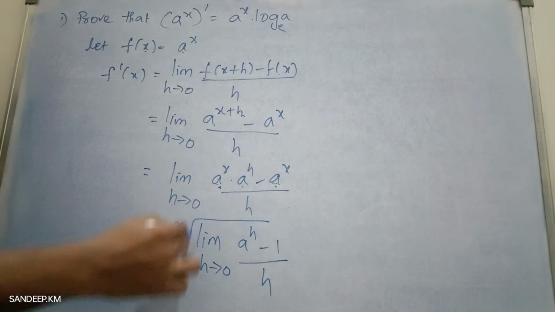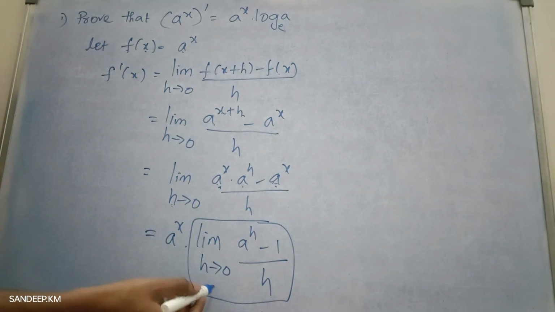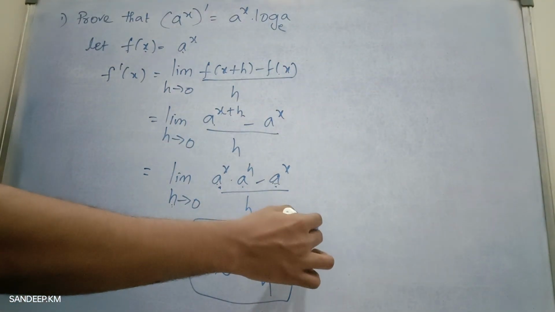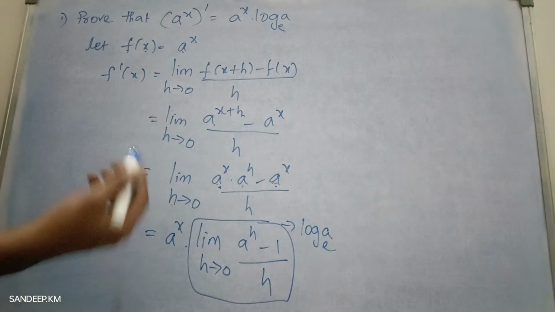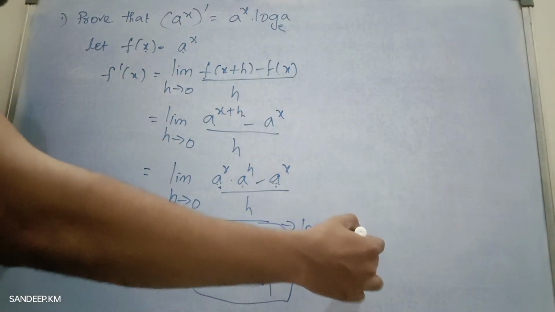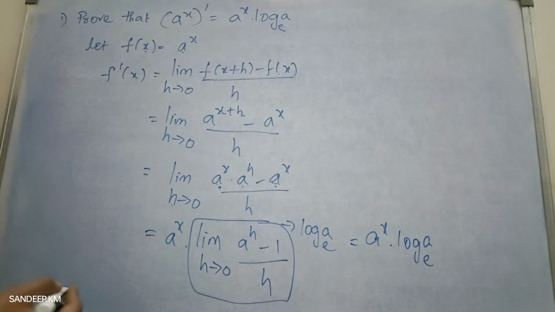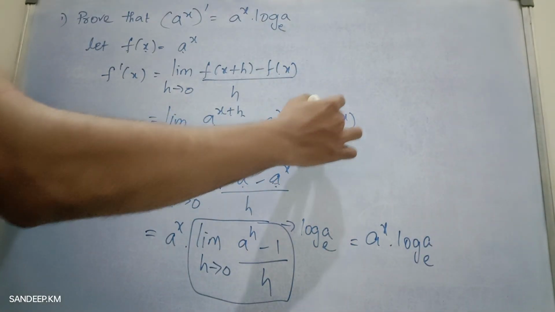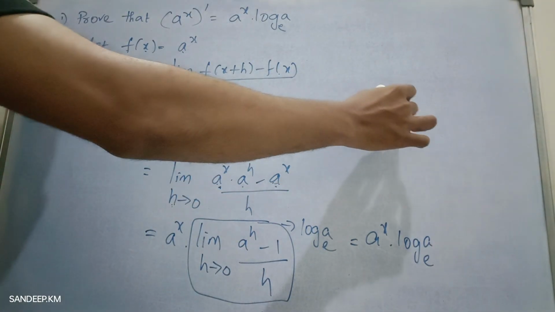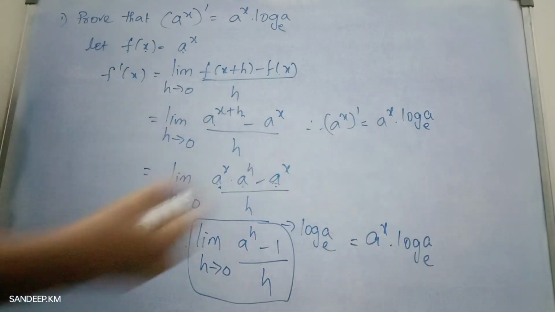And already in the limits chapter we learned this particular limit value. This is log a base e. Therefore, dear students, the derivative is equal to a power x into log a base e. So therefore, the derivative of a power x is equal to a power x into log a base e.